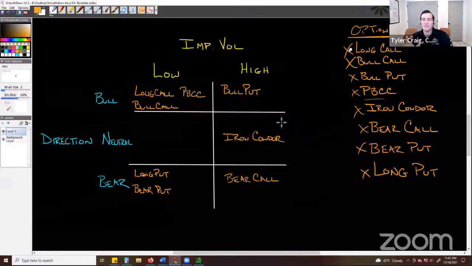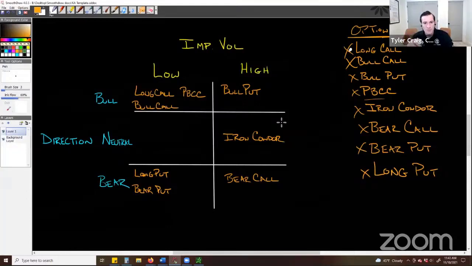So you start to see how, you don't have to have a comprehensive strategy matrix that includes every single strategy, but if you just take the time to list out the strategies you like, the strategies you know how to trade, and then just think through bull, neutral, bear, low IV versus high IV, you can customize and create your own little strategy matrix. Eventually, you'll just have all this memorized.